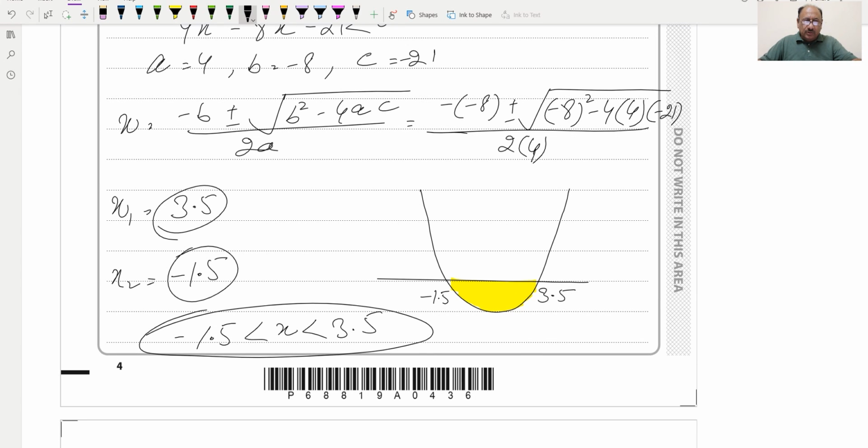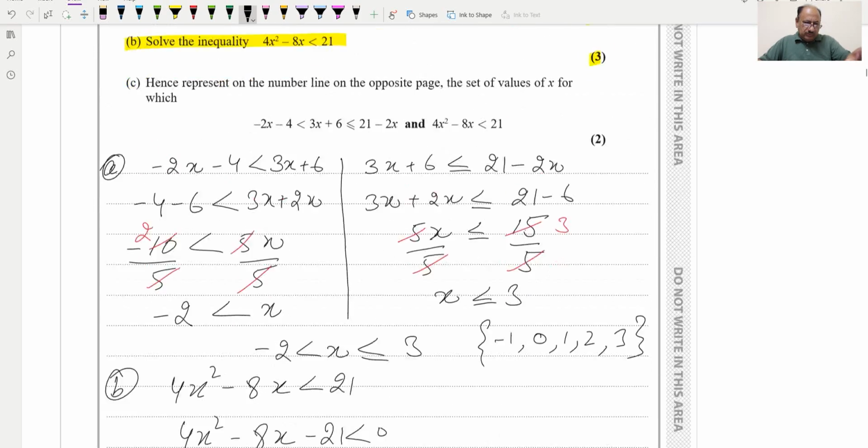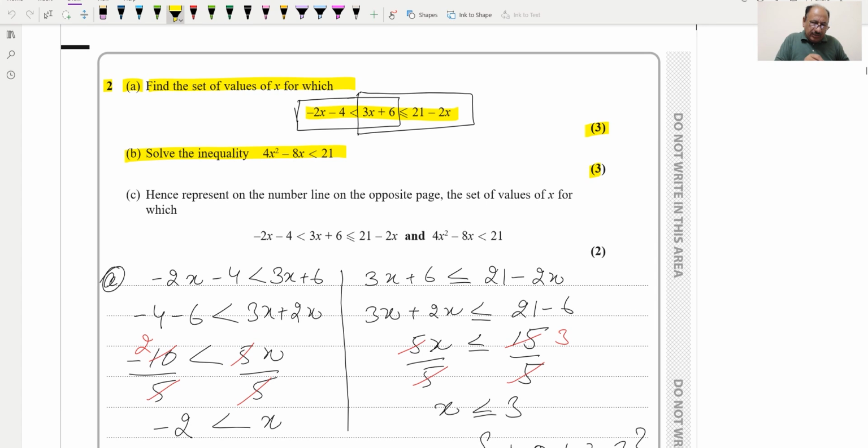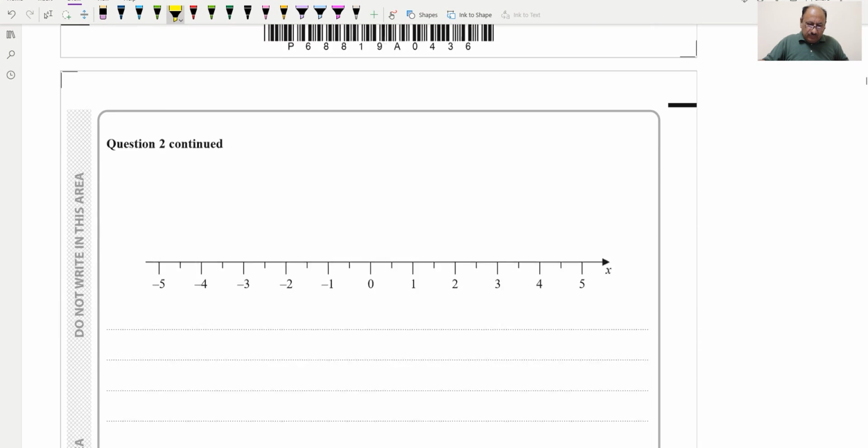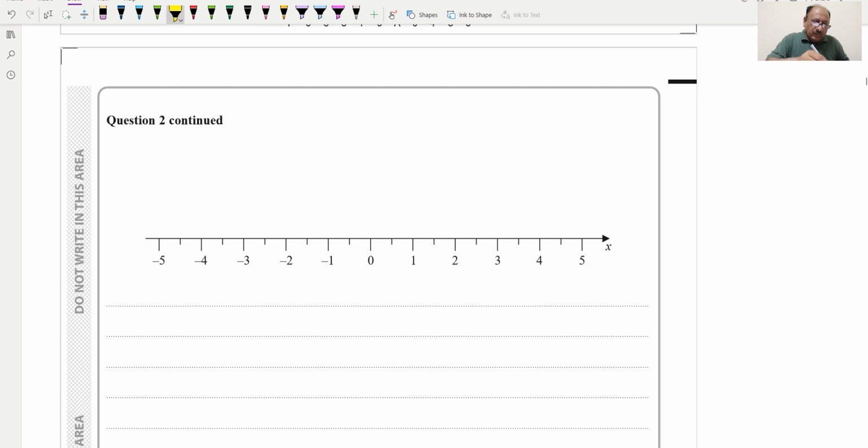Hopefully you understood this. Now the same thing in C part, they are saying hence represent on the number line on the opposite page the set of values of x for which this one is equal to this and this is equal to this. So both inequalities should be followed. Now we can draw on this number line. One number should be 1.5, and 1.5 will be this reference. I'm changing the color so that you can understand better. Minus 1.5 will be this one. So our one circle will be here.